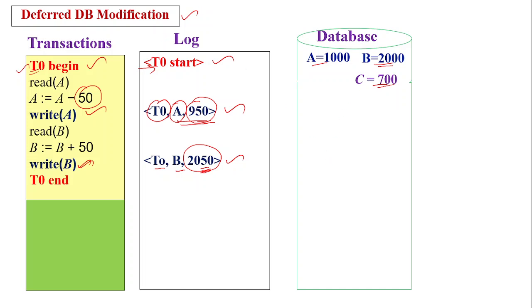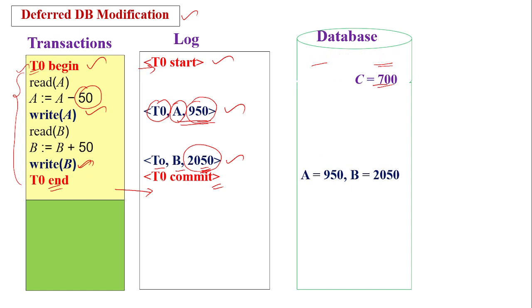And when T0 end is executed, it means this transaction executed all its instructions, so it makes the T0 commit record into the log. Okay, so at this point in time the transaction is said to be partially committed. So now when the transaction is partially committed, all the updates are made into the database. Here you can see the old values of A and B are no more available. A and B both got the new values 950 and 2050.